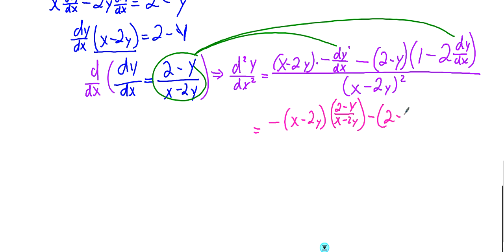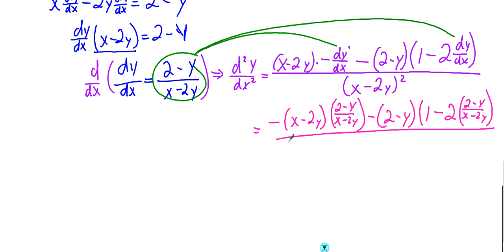minus 2 minus y times 1 minus 2, and this is 2 minus y over x minus 2y, all over x minus 2y squared. Yeah, this is getting ugly quick. Okay, so let's do some simplifying.